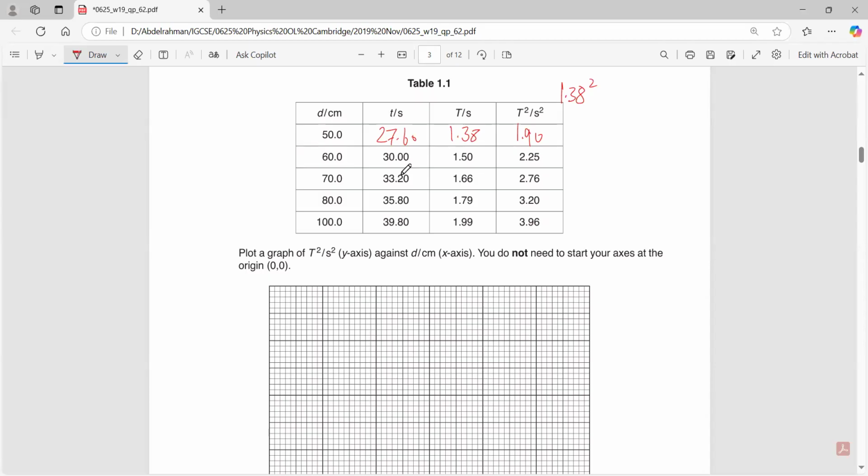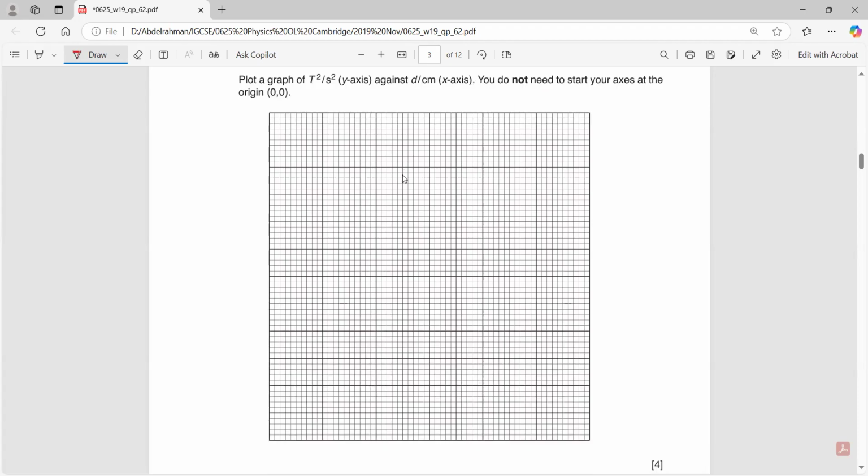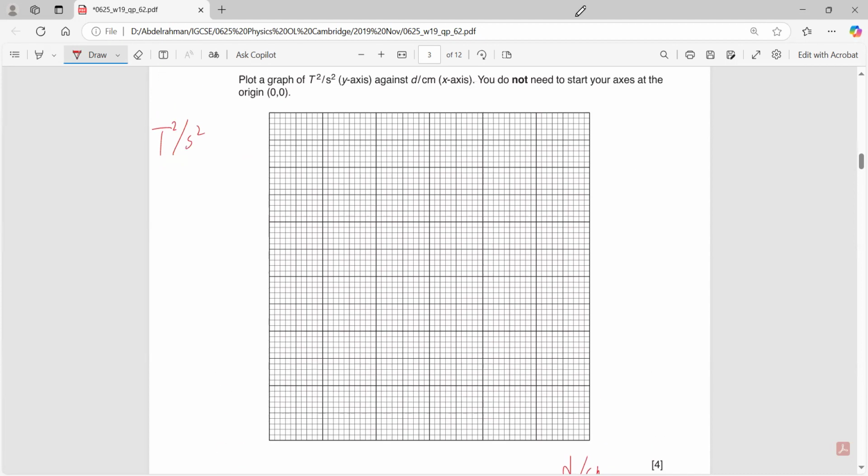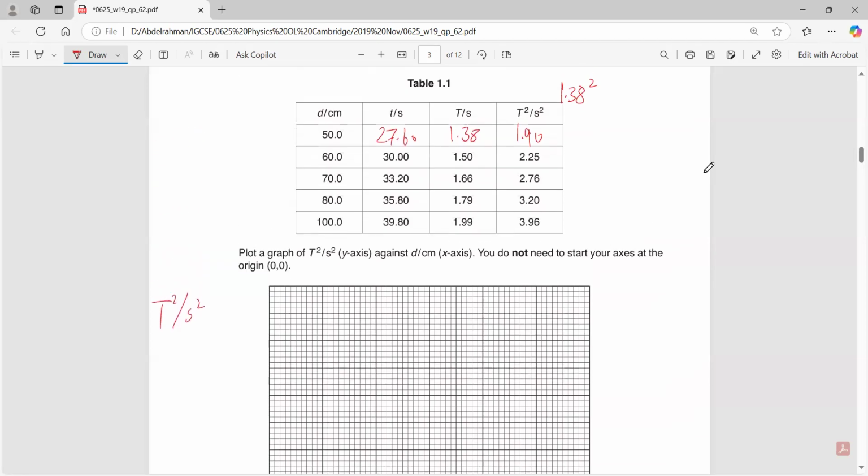Plot a graph of t squared slash s squared on the y-axis and d slash centimeters on the x-axis. So t squared slash s squared, and then d slash centimeters on the x-axis. You do not need to start the axes from 0 and 0. Okay, fair enough. T squared started with 1.9 all the way to 3.96.